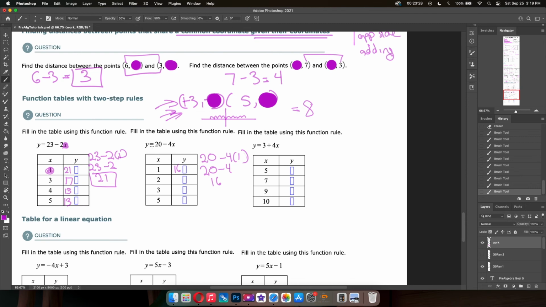2 times 4 is 8. 20 minus 8 is 12. 3 times 4 is 12. 20 minus 12 is 8. 4 times 5 is 20. 20 minus 20 is 0.